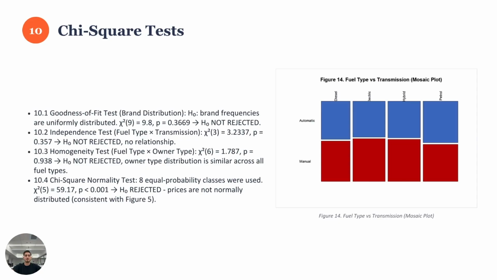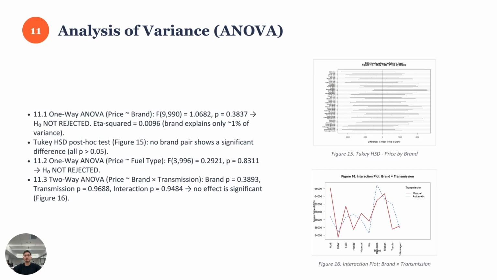Now our ANOVA results. As figure 15's Tukey HSD plot shows, all intervals cross zero, so no significant price difference between any brand pair. Eta squared is only 0.0096, so brand explains about 1% of variance. Fuel type also showed no difference. In figure 16's interaction plot, lines for brand and transmission cross, but the two-way ANOVA found neither effect significant.